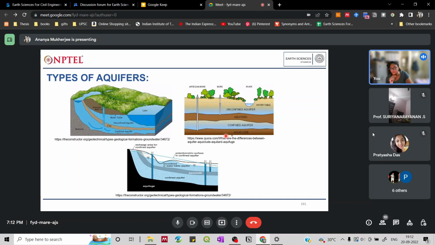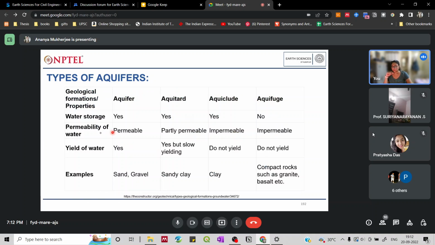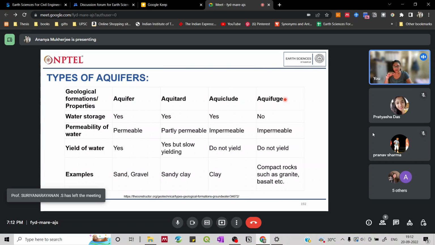So these are the geological formations that are associated with different kinds of aquifers, and how they form the groundwater system below. Now this is an easy table for you to understand aquifers, aquitards, aquicludes and aquifuges: the capacity of water storage, permeability, yield of water, and also examples of the geological units or rocks which form these different kinds of aquifers.